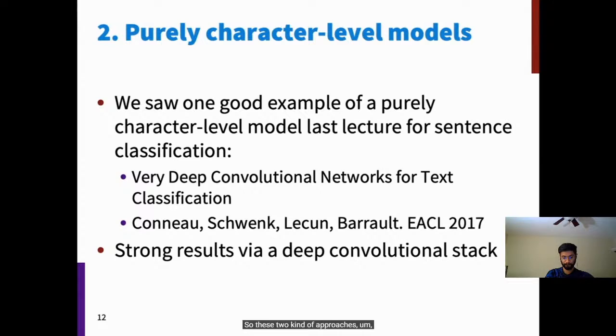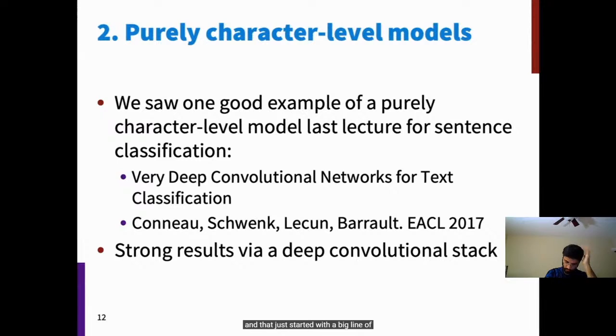So moving right ahead. These are two approaches: one was just do a completely character level model, and the other was to make use of characters to build bigger things that you then put into a more word level model. I'll do the first one first and then the other. For purely character level models, I actually showed an example of that last time. Do you remember? There was that very deep convolutional network from Conneau et al. for text classification at the end.